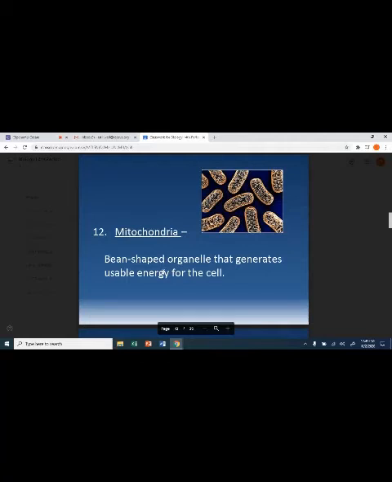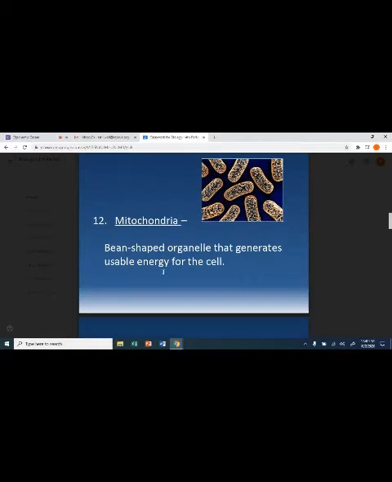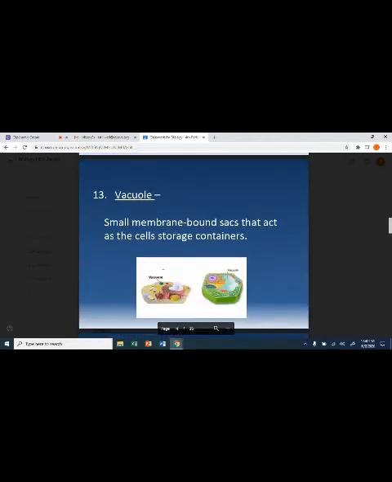This one, of course, all biology students will always remember. The mighty mitochondria, powerhouse of the cell. The mitochondria is a bean-shaped organelle that generates usable energy for the cell to use. The more mitochondria your cells have, the more energy they produce. Vacuoles are small membrane-bound sacs that act as the cell's storage containers. So vacuoles are storage containers.